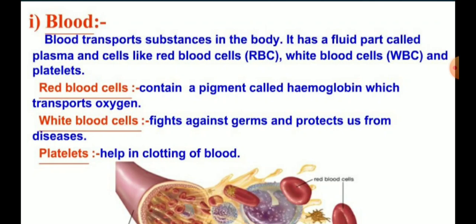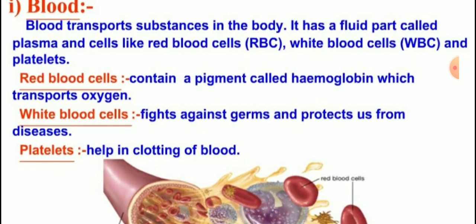Next, red blood cells. Red blood cells contain a pigment called hemoglobin. It is very important. Red blood cells' main function is to transport oxygen. Can you understand, students? Red blood cells contain a pigment called hemoglobin which transports oxygen.